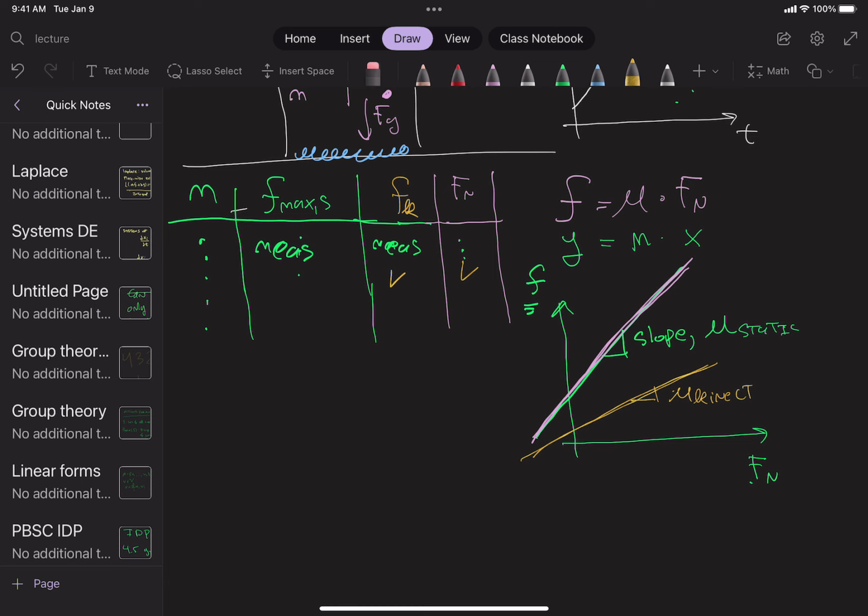So you're going to do this for two different materials, but essentially this corresponds to part A and part B of today's lab.